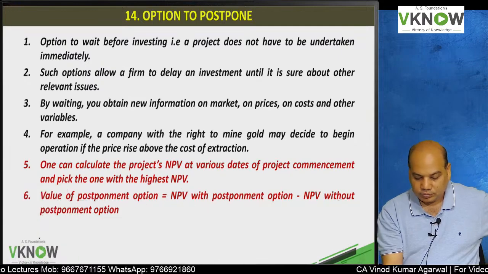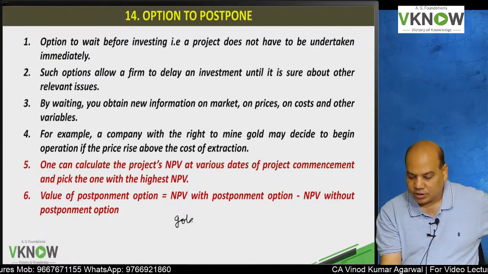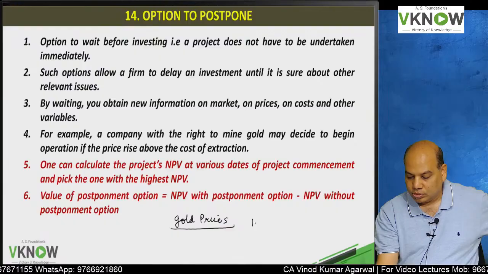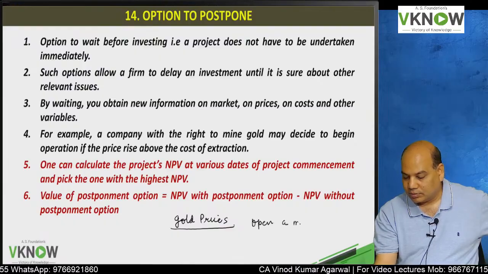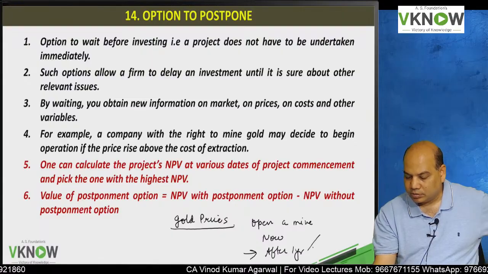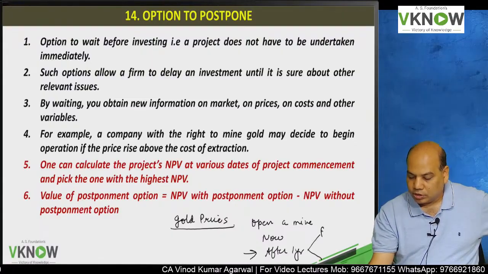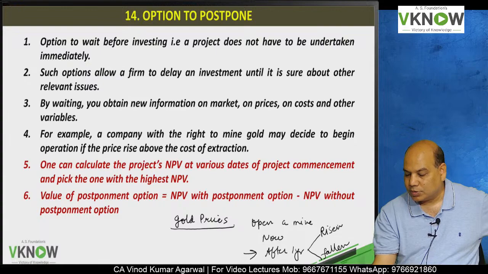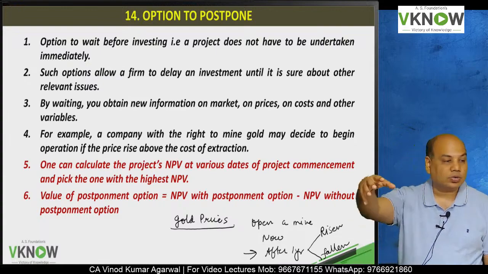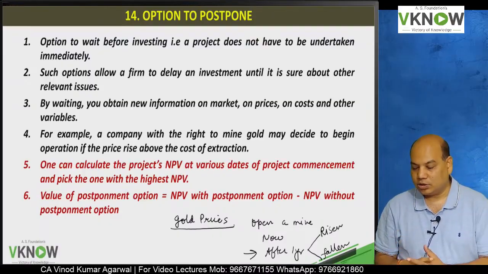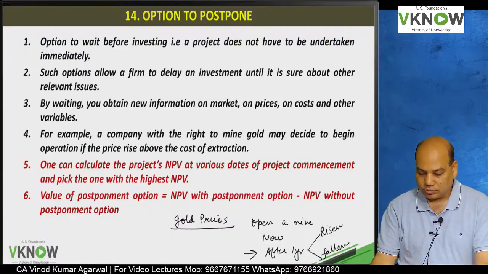Another example: suppose gold prices are fluctuating. You can open a mine now or after 1 year. The advantage of waiting 1 year is that you will get to know whether the gold price has gone up or down, because you expect that by next year there will be clarity about gold prices. So if you wait for 1 year, you will have more clarity.